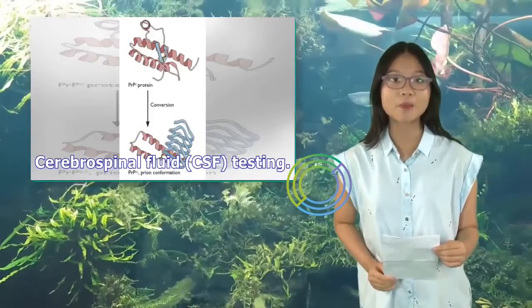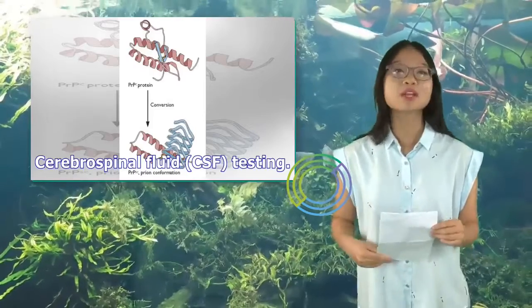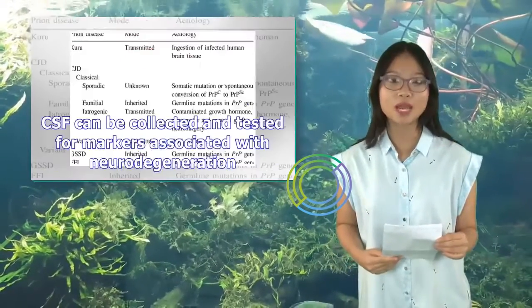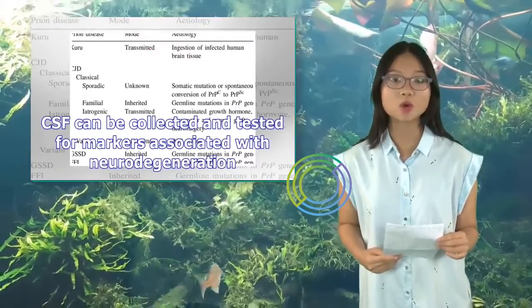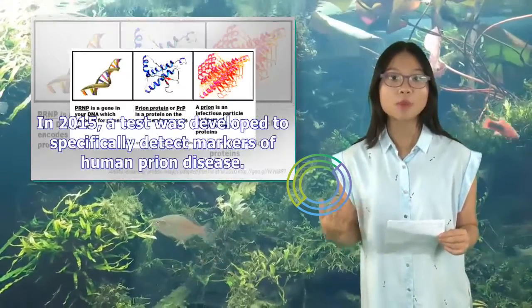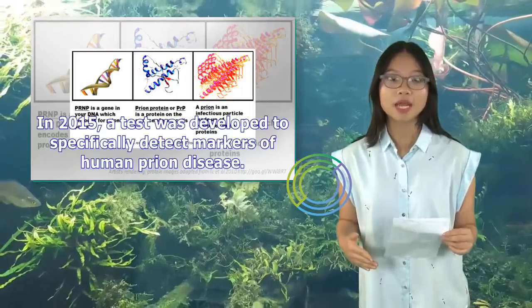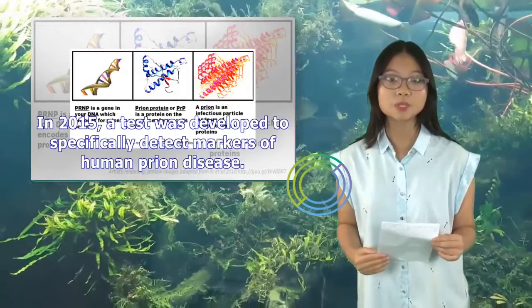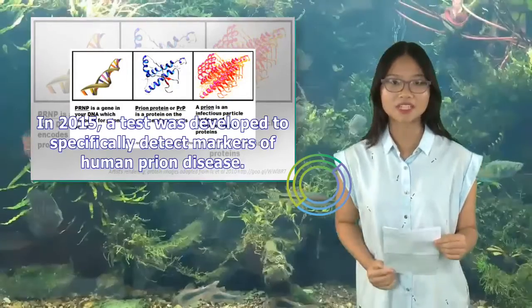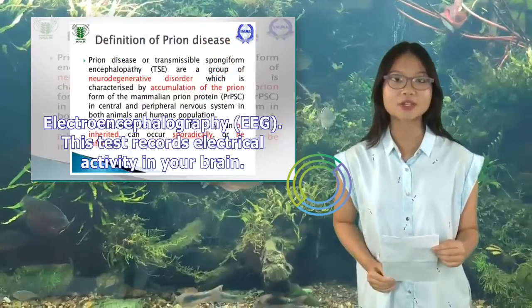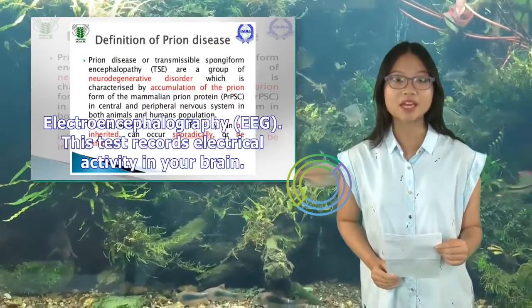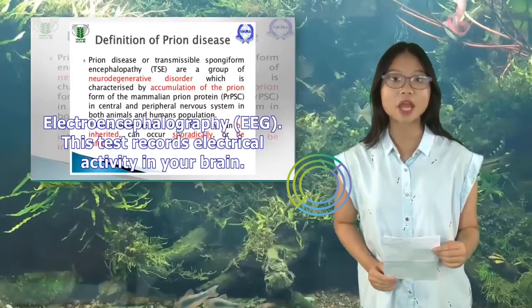Cerebrospinal fluid, CSF, testing. CSF can be collected and tested for markers associated with neurodegeneration. In 2015, a test was developed to specifically detect markers of human prion disease. Electroencephalography, EEG. This test records electrical activity in your brain.